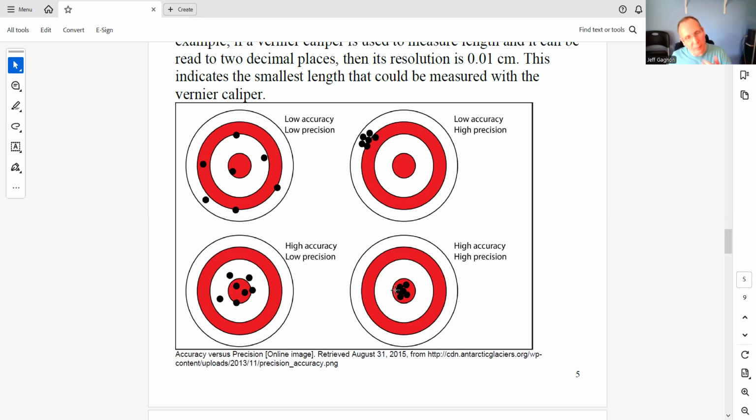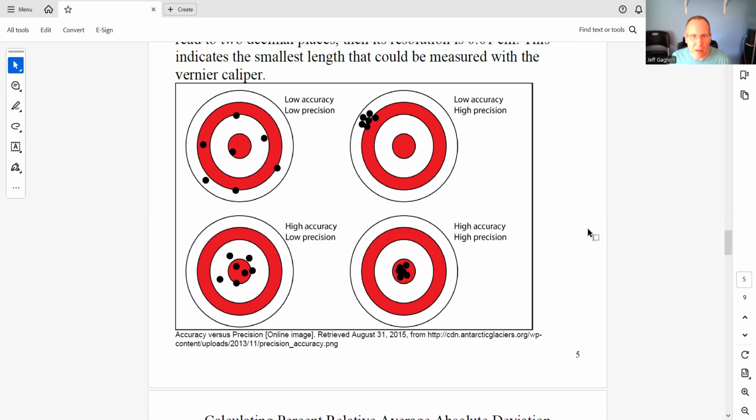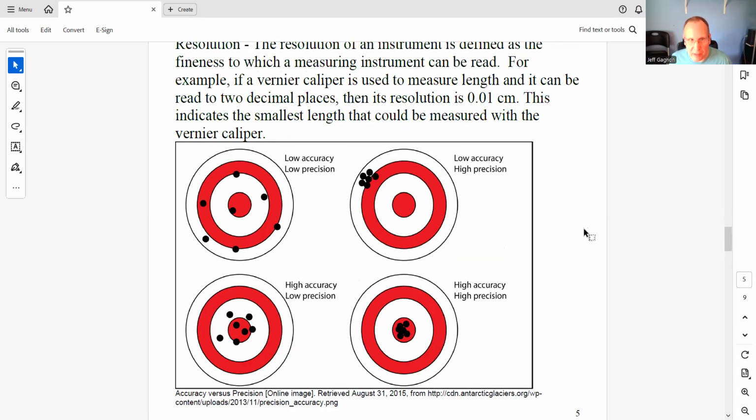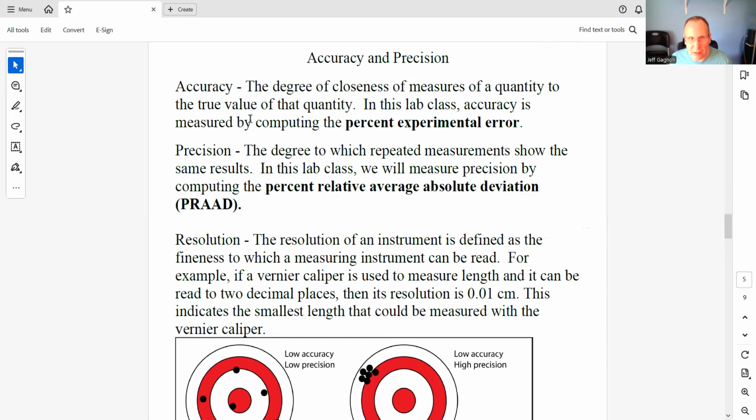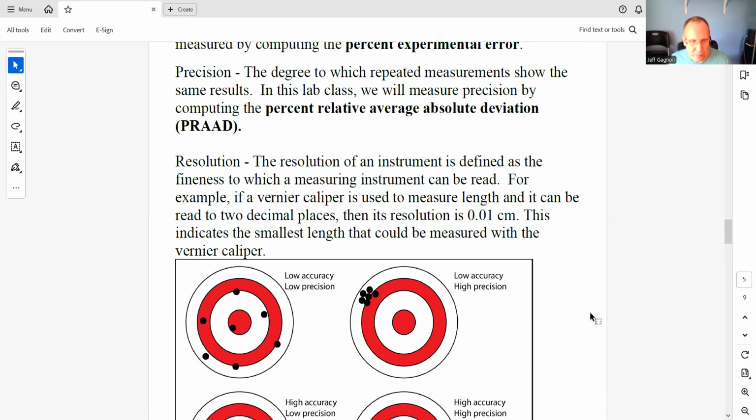And in the bottom right here, this would be an example of the best case where we have high accuracy, the average is right in the center, and in high precision, they're all clustered right in the center together. Okay, so high accuracy, high precision. Okay, so how do we compute measures of accuracy and precision?